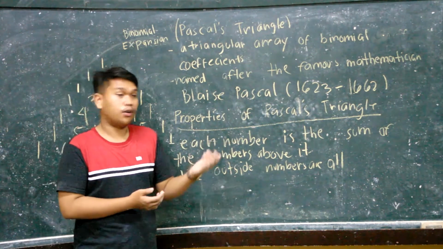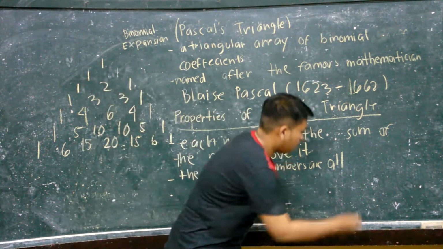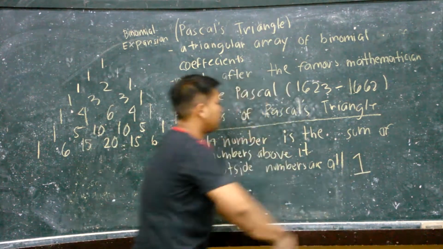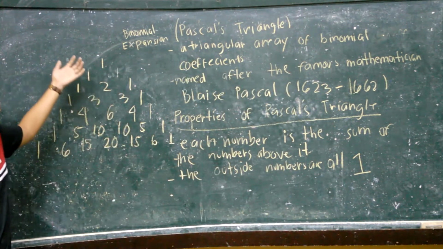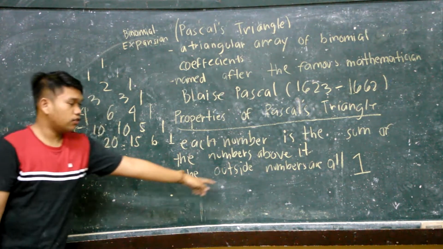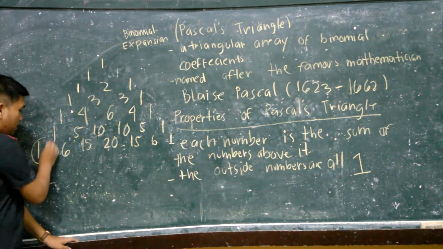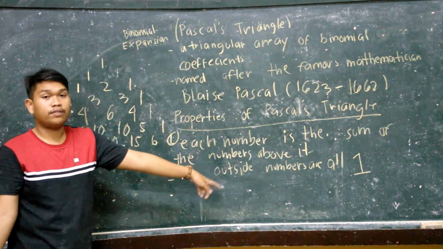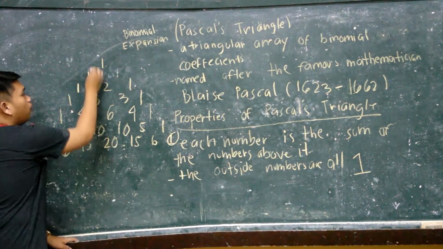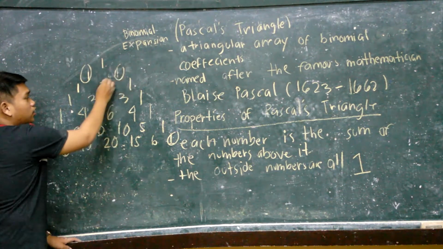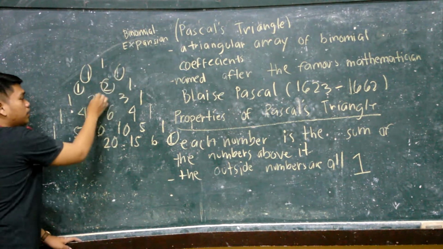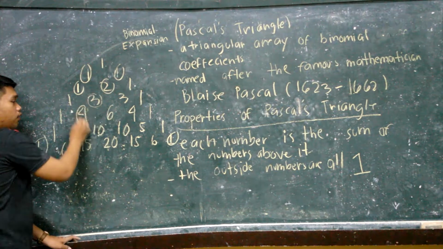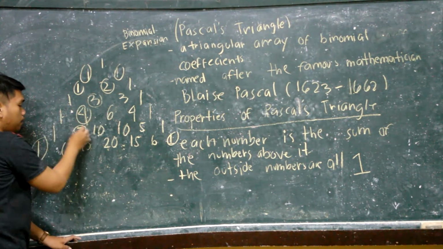and the outside numbers are all 1. As you can see in this Pascal's triangle, the outside numbers are all 1. And each number is the sum of the numbers above it. So 1 plus 1 is 2, 1 plus 2 is 3, 1 plus 3 is 4, 1 plus 4 is 5, and 1 plus 5 is 6.